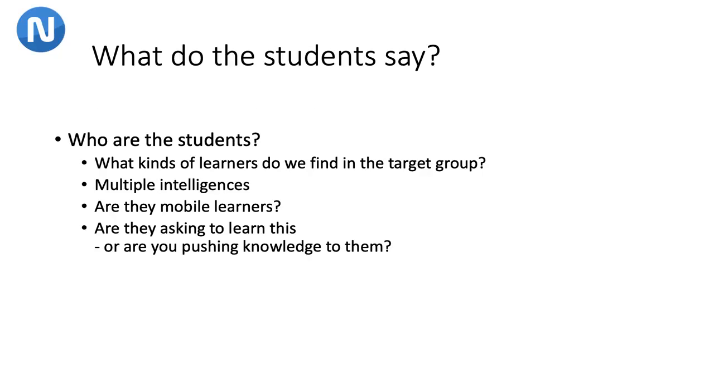Who are the students? What kind of learners do we find in the target group? What are their strengths and weaknesses when it comes to learning? This points back to the theory of multiple intelligences. Which intelligences are strongest in your group?